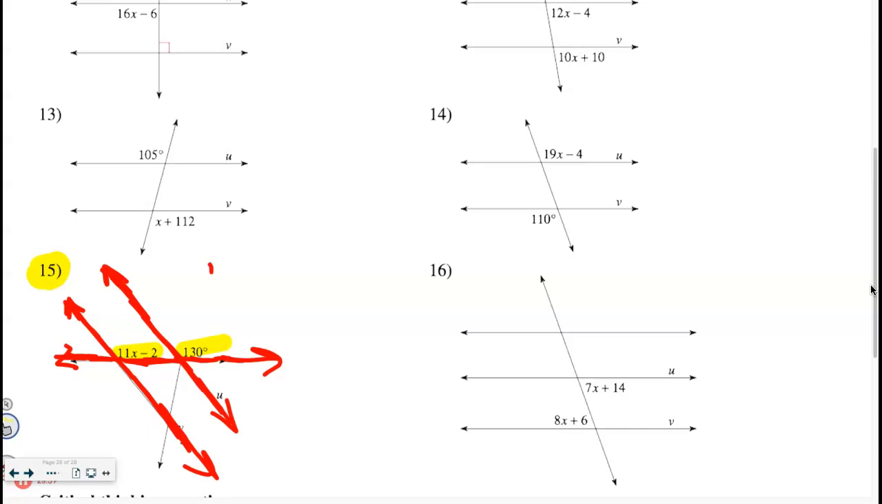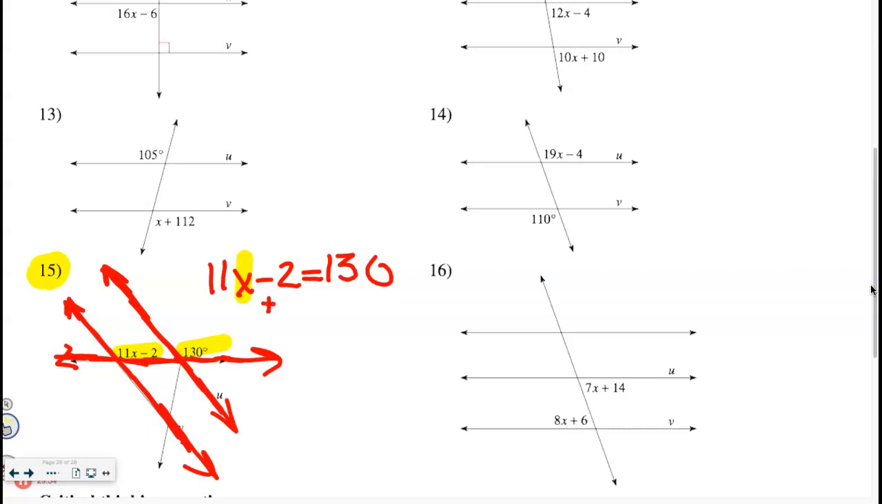Agreed? So I need to say 11x minus 2. I need to force U to equal 130. There's one number in the world that will do that. Any other number will tilt my lines. So go ahead and talk me through the algebra of it, Libby. That should be a 130. My 3 looked almost like an 8, and that's deadly. All right, go ahead, Libs.